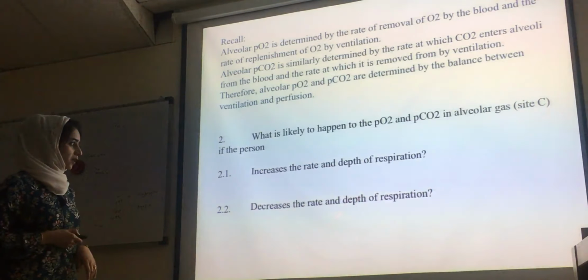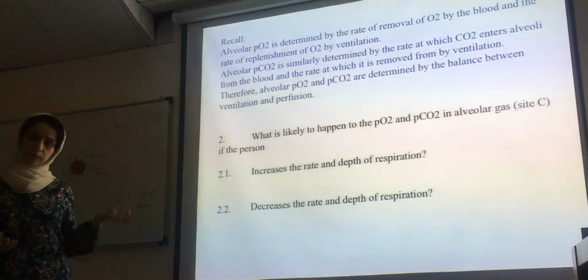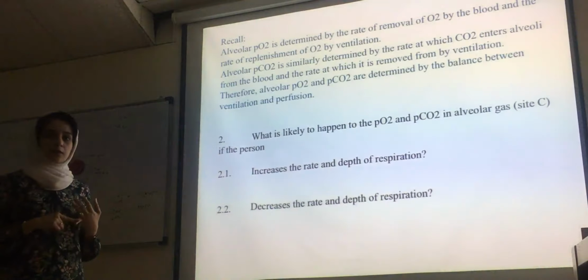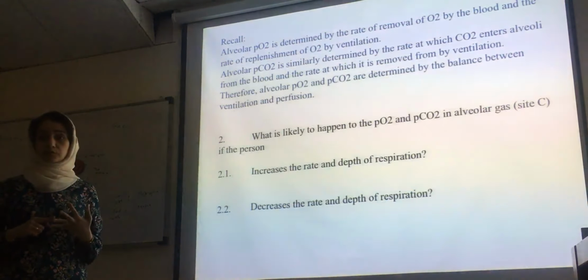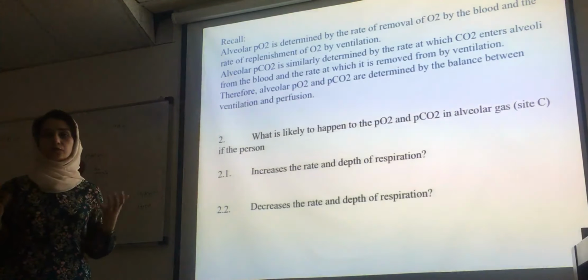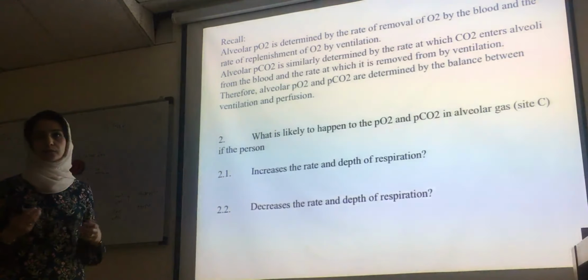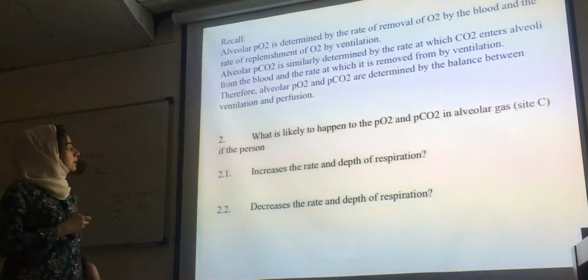What will happen when the rate and depth of respiration decrease? Of course, it's the opposite of the previous one. There will be a decrease in the PO2, while an increase in the PCO2. So it is called CO2 retention. CO2 remains in the air, and the blood CO2 becomes like that too. So PCO2 increases in the blood also.